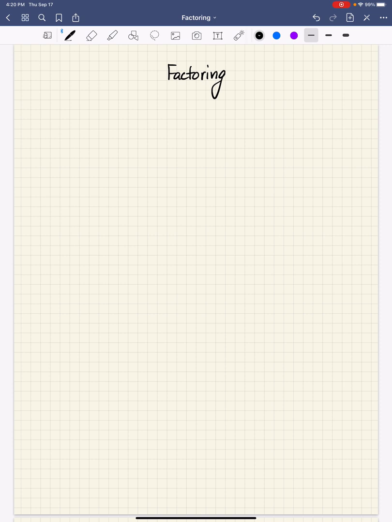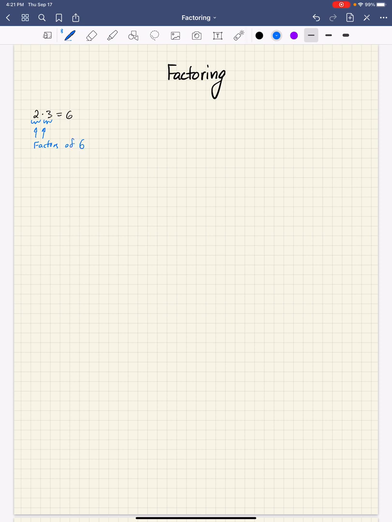Today I want to take a moment to talk to you about factoring. Now I'm going to introduce factoring by looking at the opposite of factoring, which is multiplying numbers together to get one number. So let's look at the numbers 2 times 3 equals 6. Here, 2 and 3, both of these are called factors of 6.